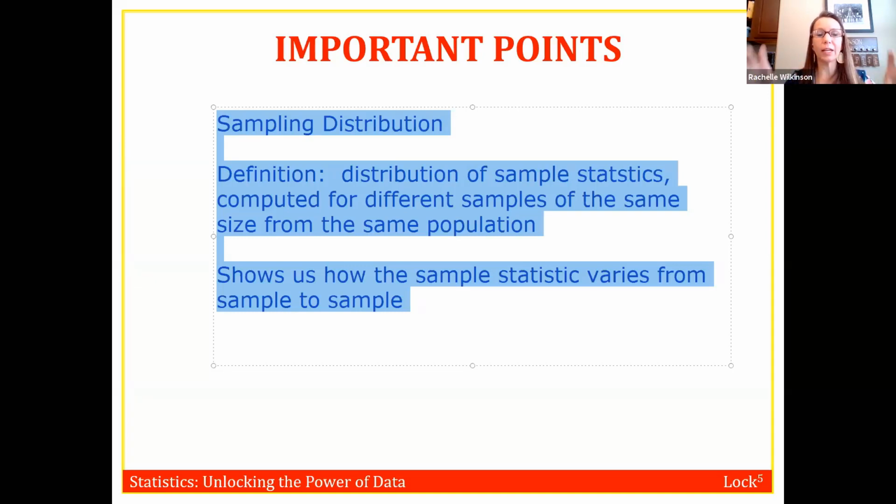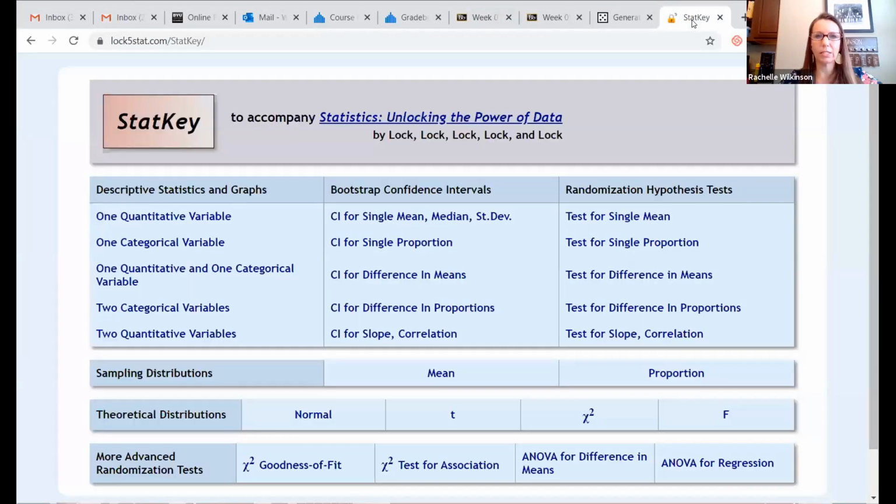The idea of a sampling distribution is that we have a population and we're going to take several samples from that population. So to start with, I need a population. I need something where I can actually have the values of everybody in the population. So I'm going to use a data set from your textbook. It's called the US States data set. I'm going to flip over to StatKey, and I'll show you how we can get that data set.